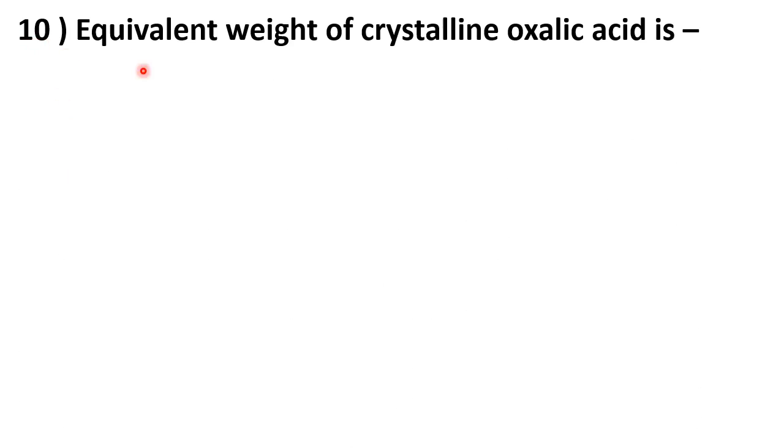Question number 10. Equivalent weight of crystalline oxalic acid is dash. Options are A 90, B 52, C 63 and D 45.